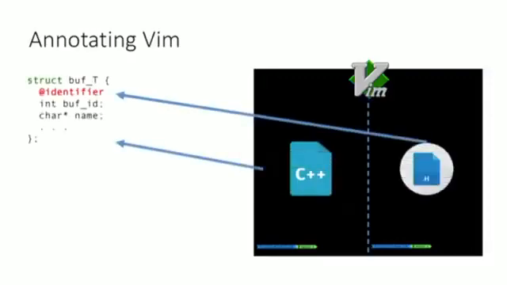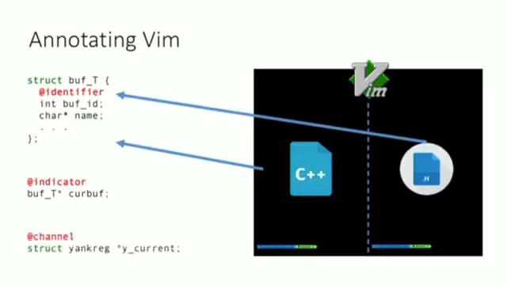Each buffer is represented by the buff_t data structure. In the buff_t, it has its own ID. Basically, you need something to identify the data structure instances, so the buff ID will be annotated as the identifier. There is one global variable in Vim called curbuff. It's of the type buff_t. It's a pointer, actually pointing to the current buffer the user is editing. Basically, it tells which buffer the user is working on.